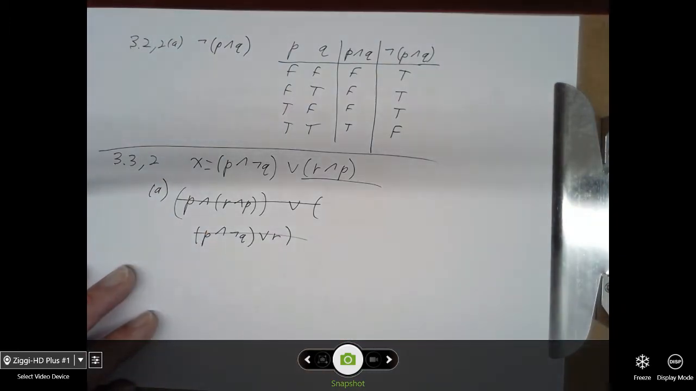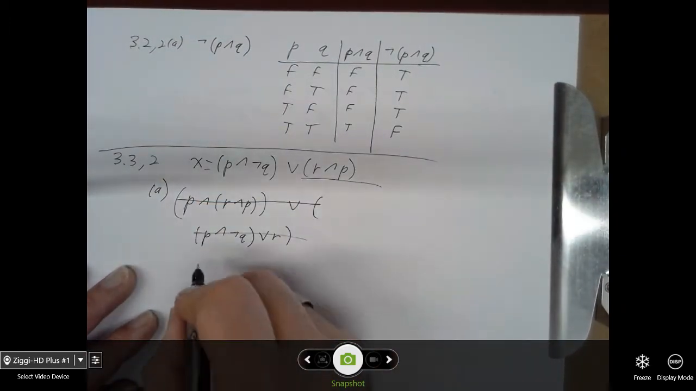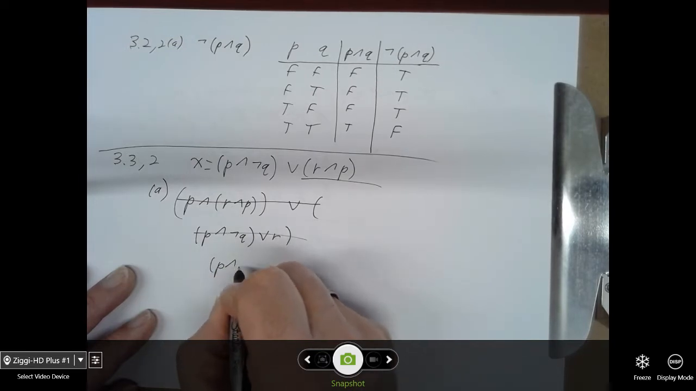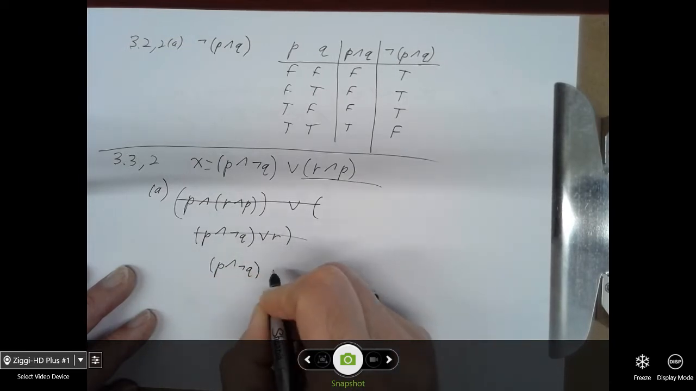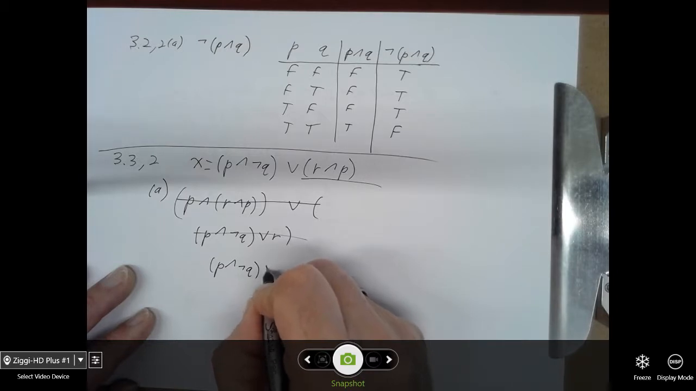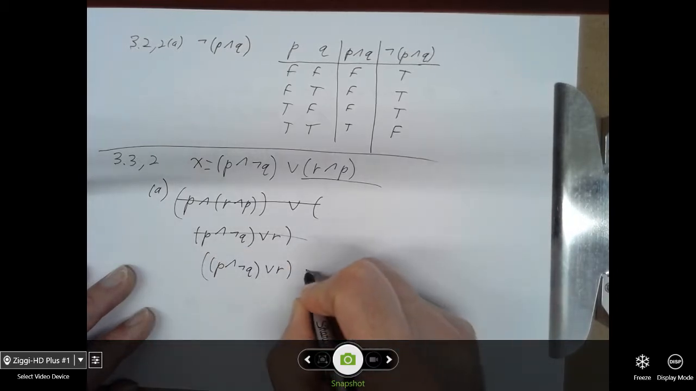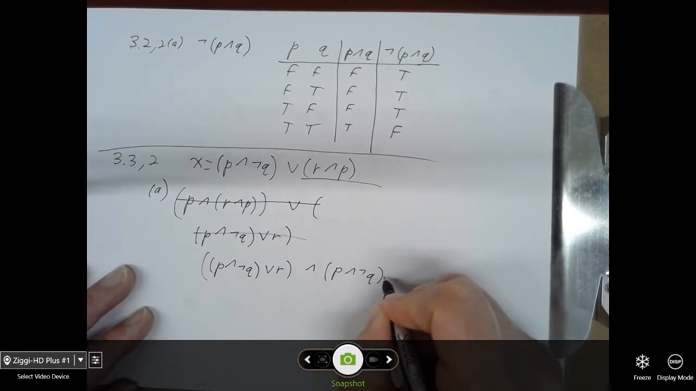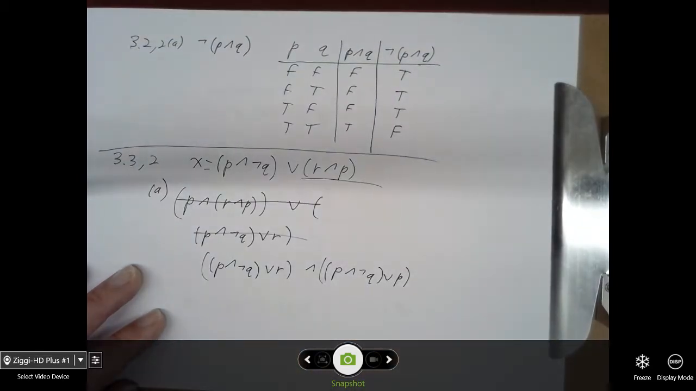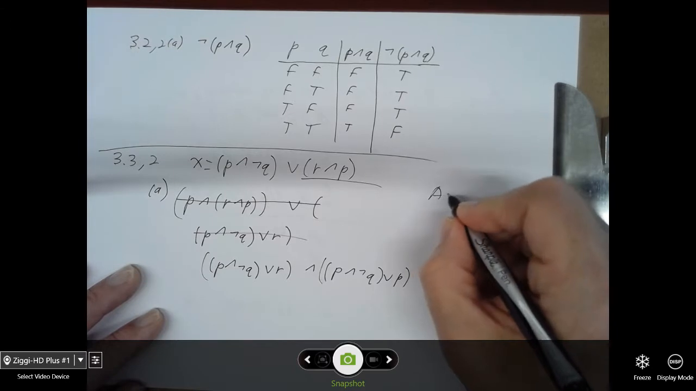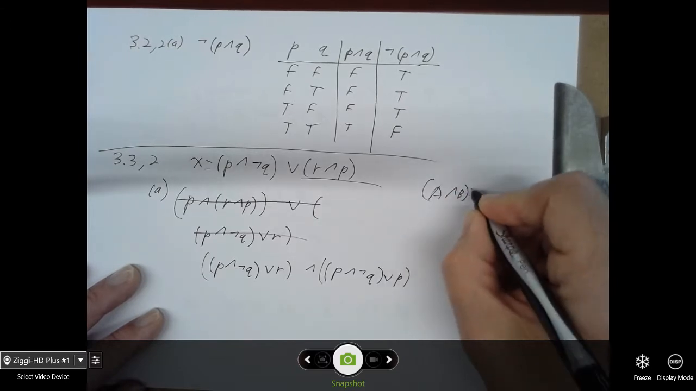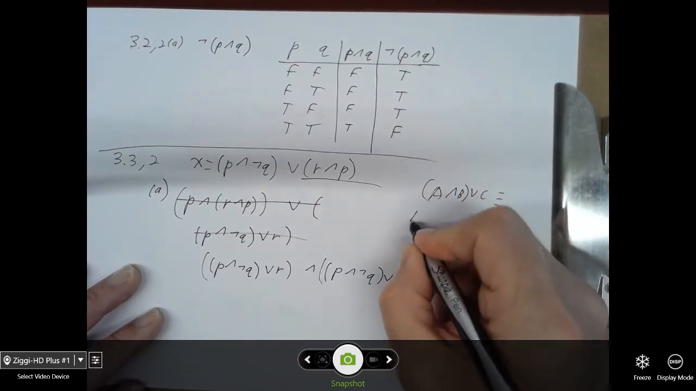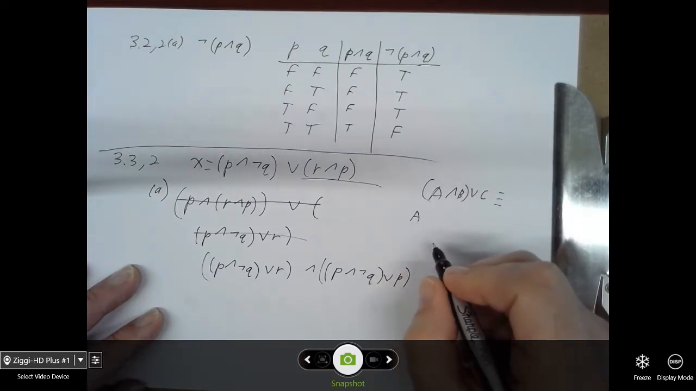Oh, getting my brain tangled up. Let me distribute this across this. Wouldn't P do? Am I backwards? I think parentheses. So A and B or C, how do we distribute the C?